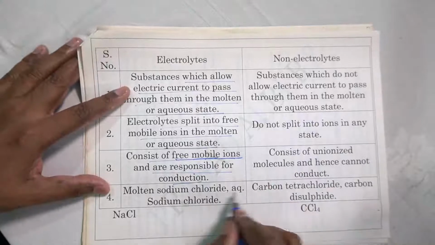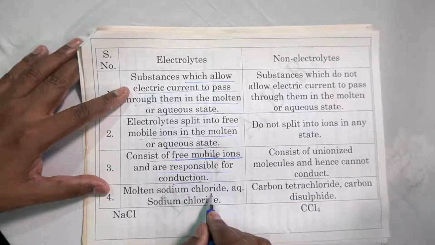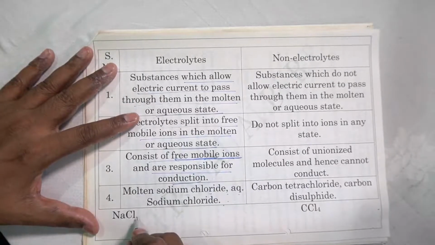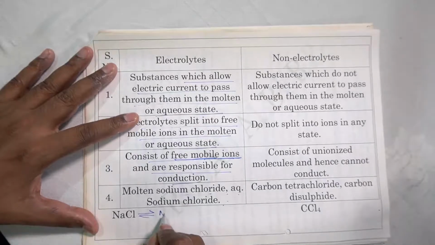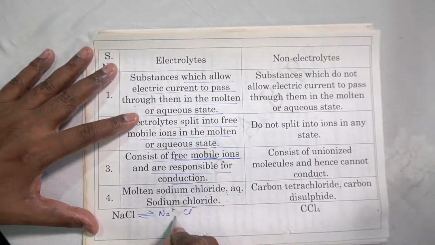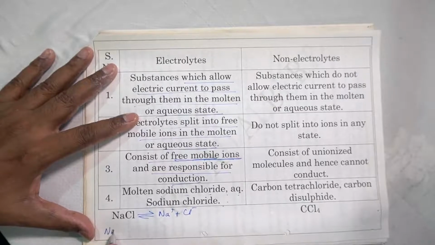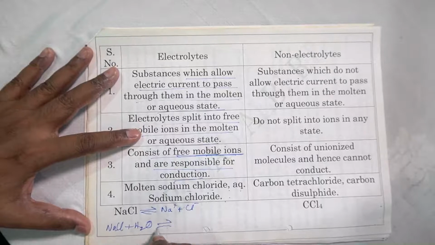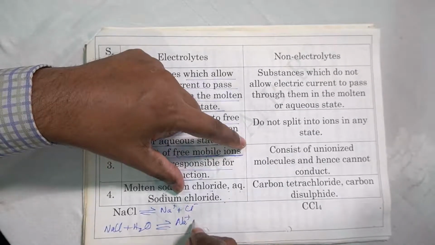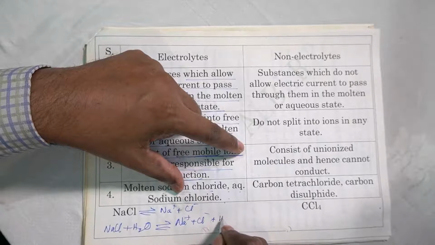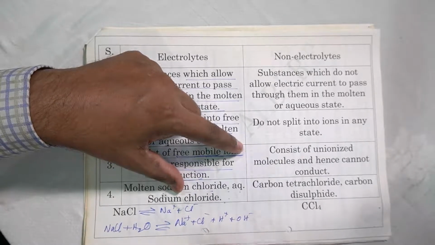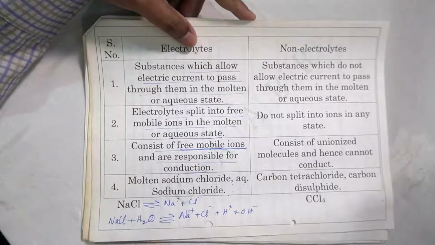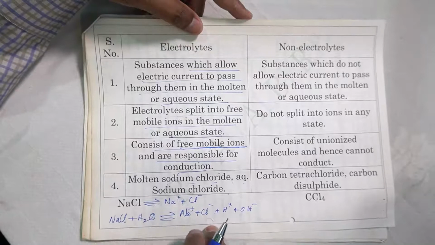An example is molten sodium chloride. Sodium chloride can be heated to melting, NaCl, or it can be dissolved in water, aqueous NaCl. When you heat it to melting, NaCl changes to Na+ and Cl-. And when you dissolve it in water, it splits to Na+ and Cl-, and also water produces H+ and OH- ions. So all these ions are present there, so they conduct. The free mobile ions are responsible for conduction either in molten state or in aqueous state.